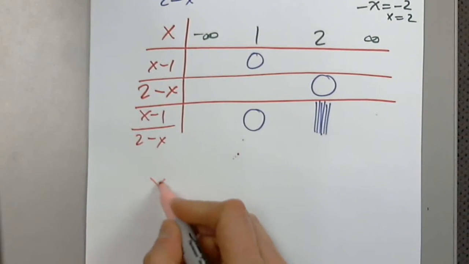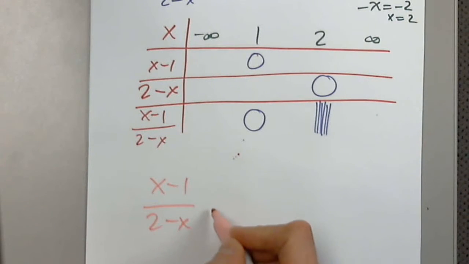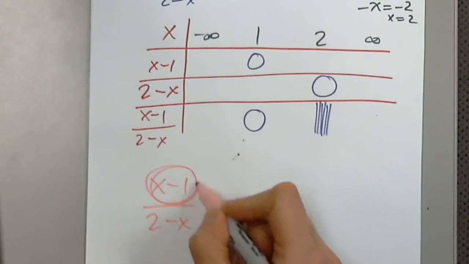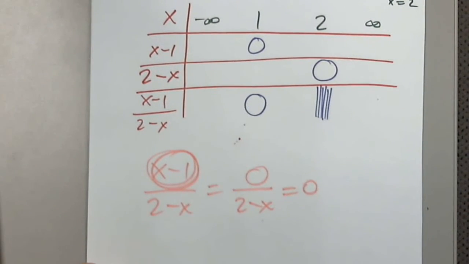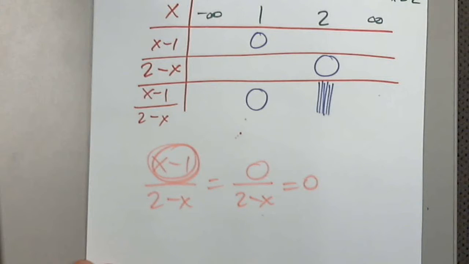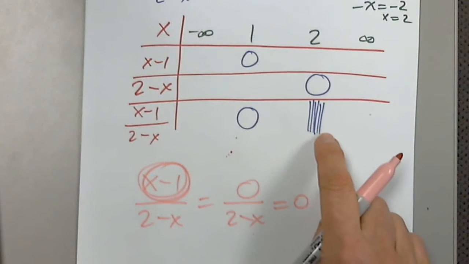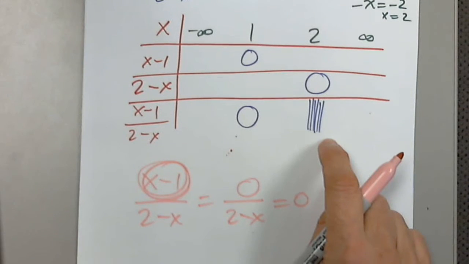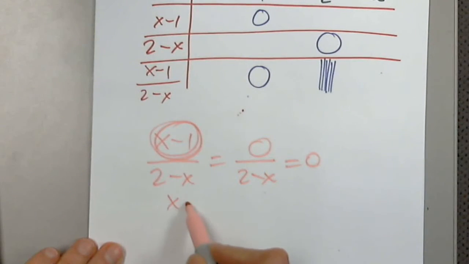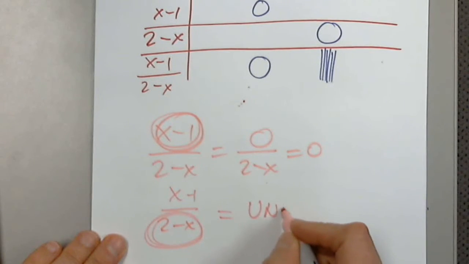Okay, so x minus 1 over 2 minus x. If the numerator is 0, 0 over 2 minus x is 0. Why did you put this little square? This one? That means undefined. I think I write mine differently, I'm just asking. It's all good. So x minus 1 over 2 minus x, when the denominator is 0, is undefined.